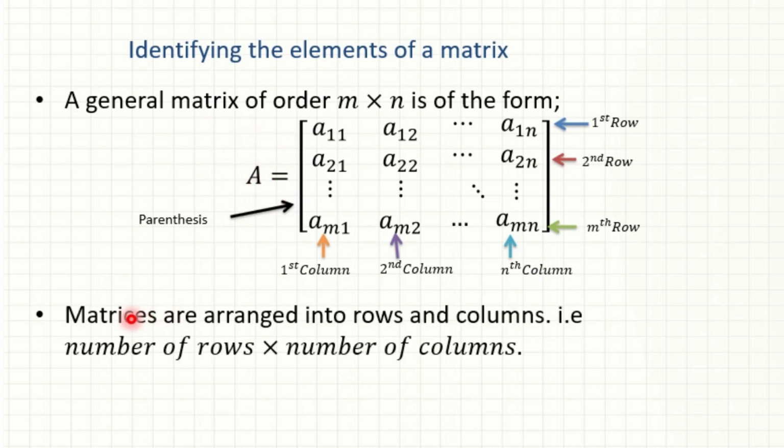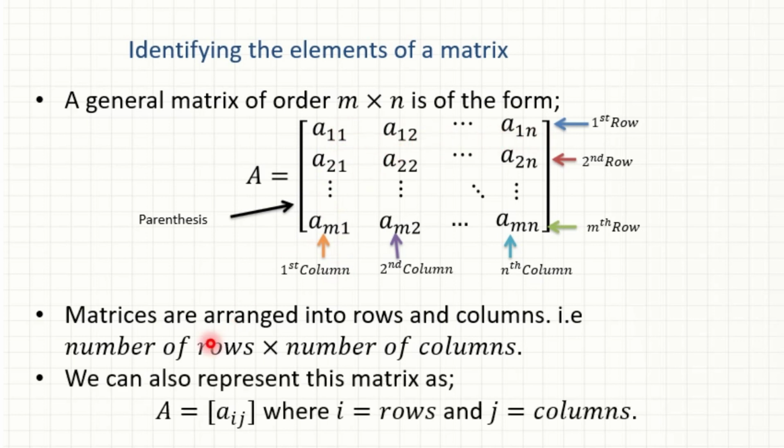Matrices are arranged into rows and columns. That is, it's arranged in number of rows times the number of columns. This is how you also write the order of a matrix. The number of rows multiplied by the number of columns. For example, if this matrix was a 3 by 3 matrix, it will be 3 rows, 3 columns.